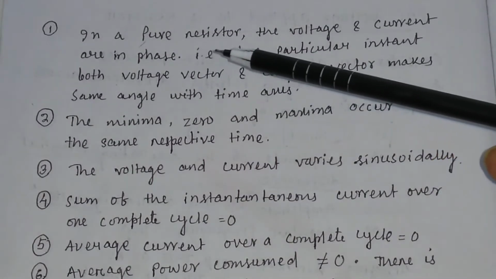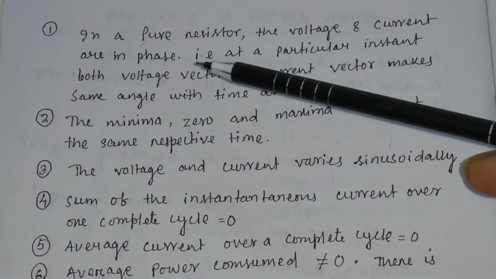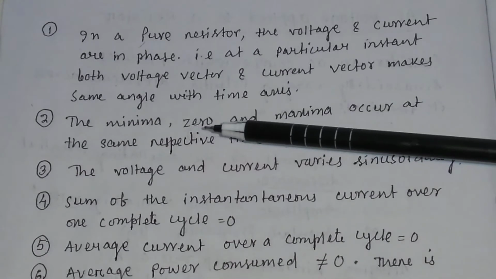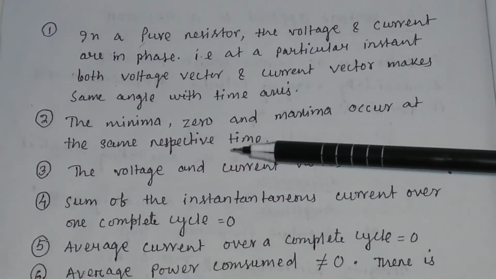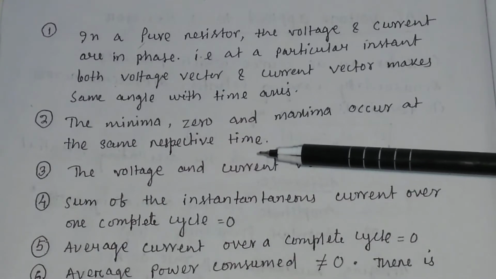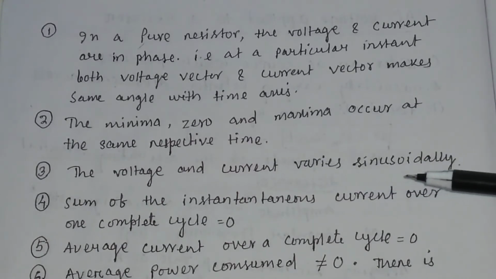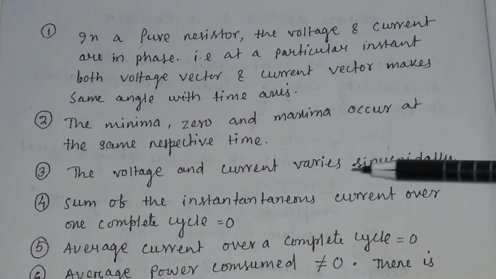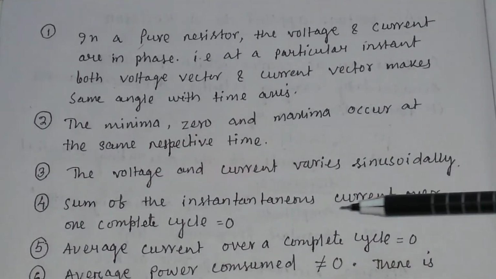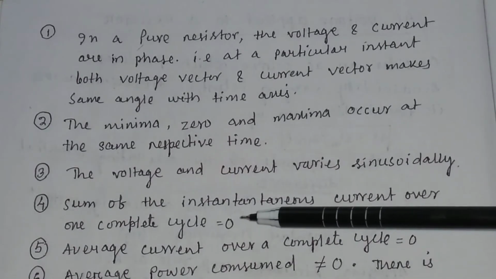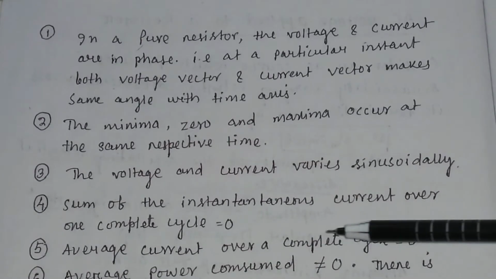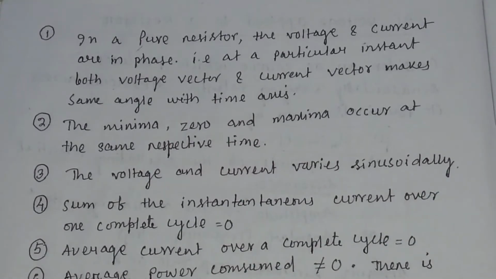In a pure resistor, the voltage and current are in phase. The minima, 0 and maxima occur at the same respective time. The voltage and current vary sinusoidally. Sum of the instantaneous current over a complete cycle is equal to 0. Average current over a complete cycle is equal to 0.